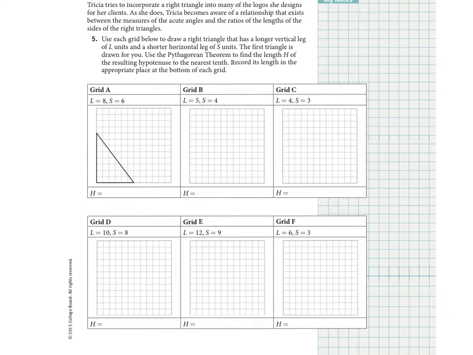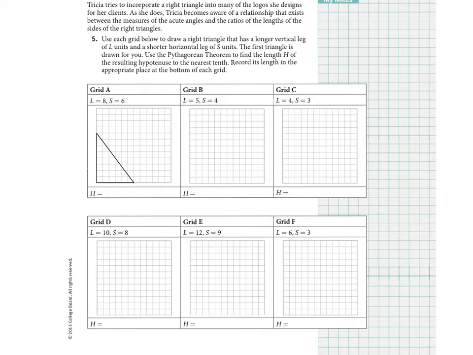We're going to use the grids below to draw right triangles that have a longer vertical leg of L units and a shorter horizontal leg of S units. They already have our first triangle drawn for us, as we can see right here. Now we can see that if we look at the longer leg length, it has a measure of 8, like we said, and the shorter leg length has a measure of 6. We're going to do the same for each of the givens that we have right here. Draw our taller length as vertical and our shorter one as horizontal with the given information.